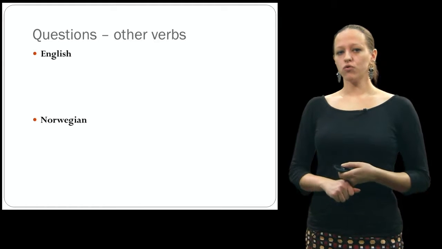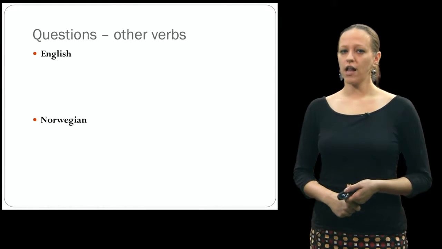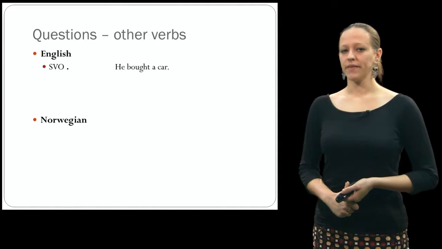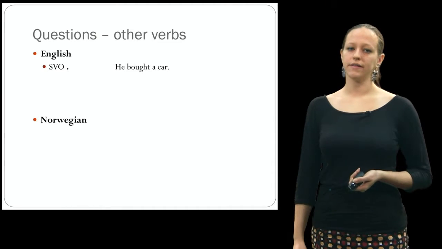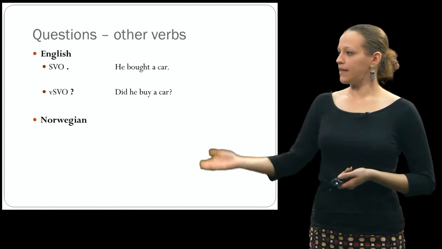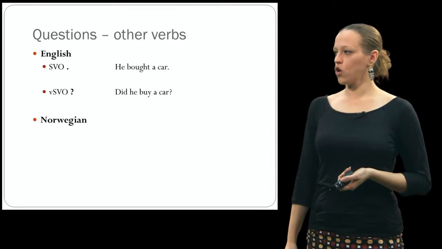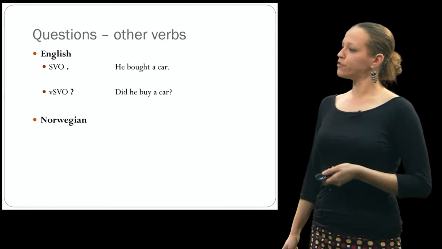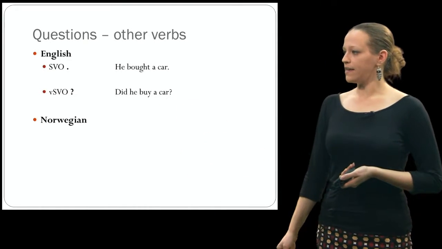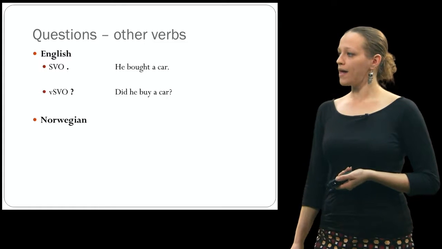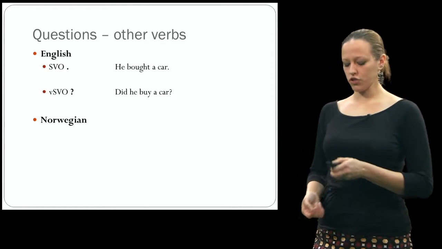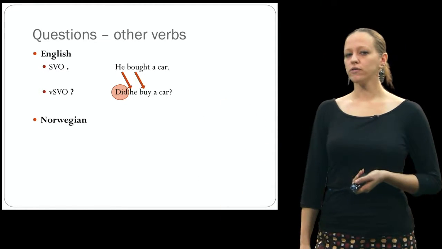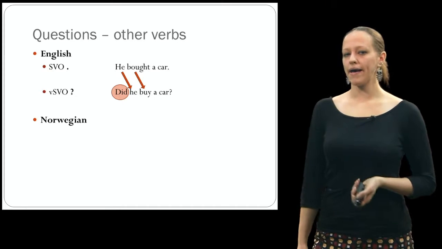However, when it comes to other verbs, which are not modal verbs, which are not helping verbs, also called auxiliaries, we have to be very careful. In English, again, he bought a car, declarative sentence, but here we have a verb which is not a modal verb, which is not an auxiliary, and we have to use a helping verb, did, do in the present, did in the past, to help build the question. So we move the subject and the verb slightly backwards, and we put did in the front. Did he buy a car?